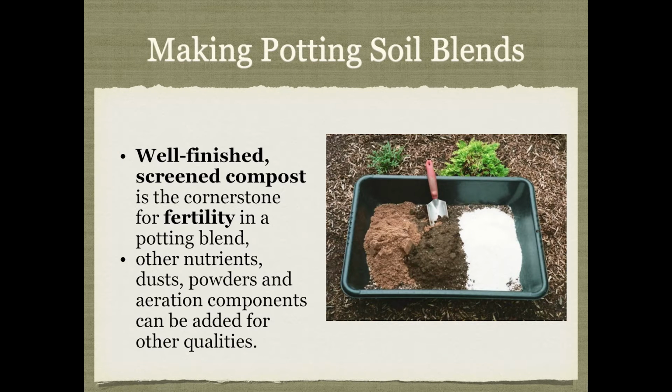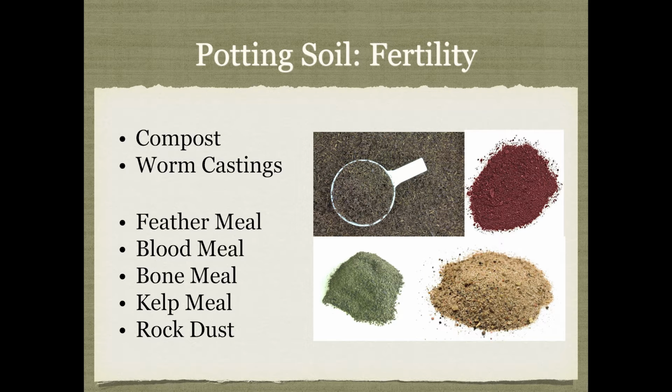So typically for fertility, and here we're going to talk about compost, but there are a lot of different dusts and powders, different ways that you can add nutrients to your potting blend in addition to compost. So think of compost as the base, and then there's a lot of things you can add. Some of those are worm castings. You want to use those in smaller amounts because they're so rich in nutrients, denser in nutrients than typical windrow compost. And in addition to those, you can add feather meal, blood meal, bone meal, kelp meal, rock dust. These are all other added nutrients that you can add.